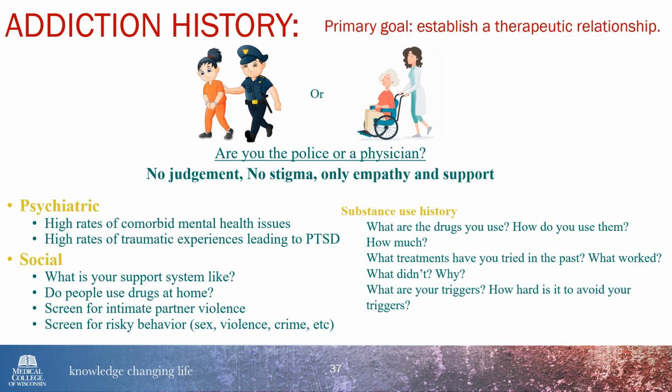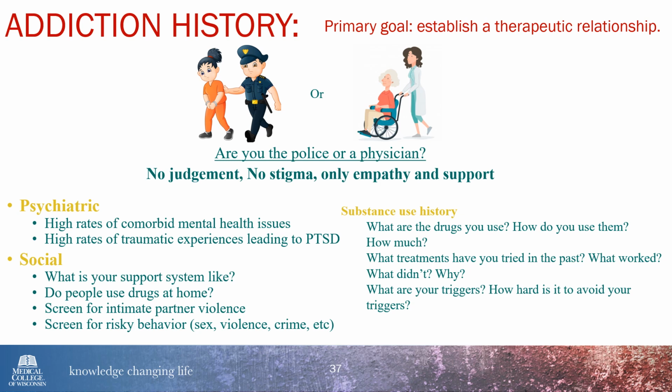You also want to get a good psychiatric history, because trauma is one of the root causes of addiction, you often see really significant comorbid mental health issues. So have they had traumatic experiences? Do they have PTSD? Do they have anxiety, depression, or mood disorders? Those are really important things to screen for.